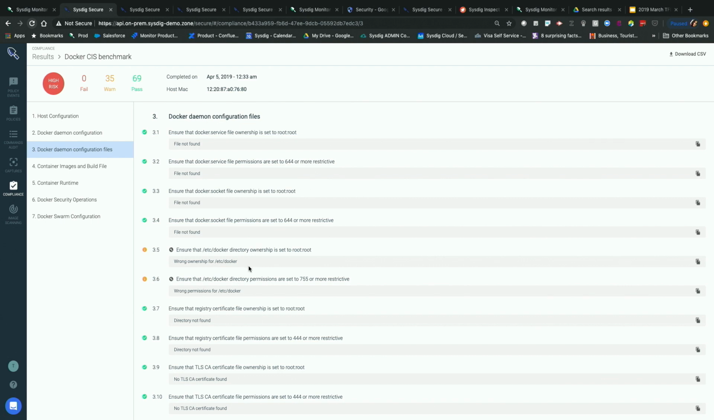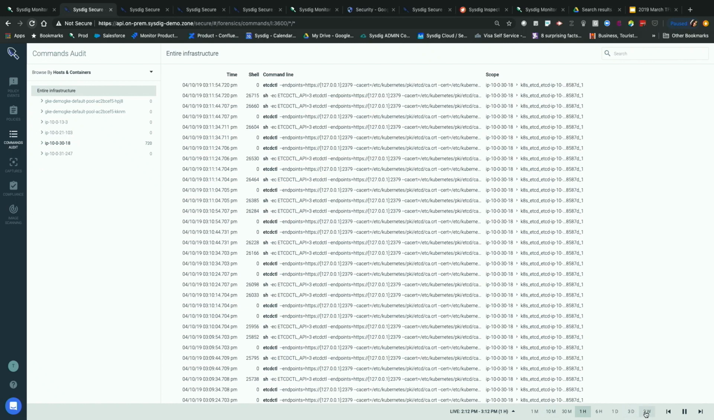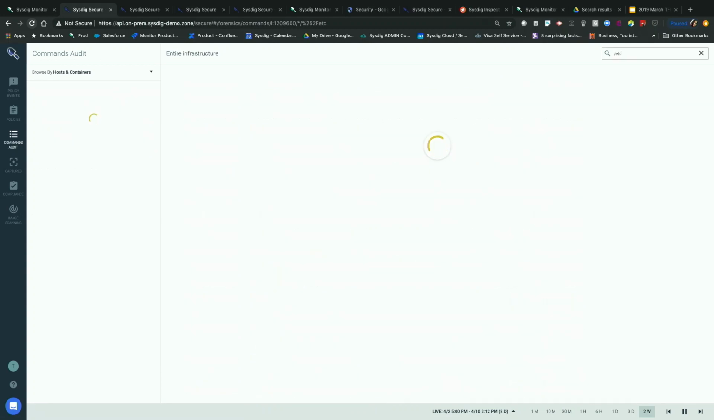So now I have detected that somebody changed the ownership of /etc/docker. Now I want to see who did it and at what time. So I'm going to go straight into what we call commands audit, and just change the time frame. So this is where we see every single command that was executed on that machine, every command keystroke. So I'm going to look for /etc/docker.